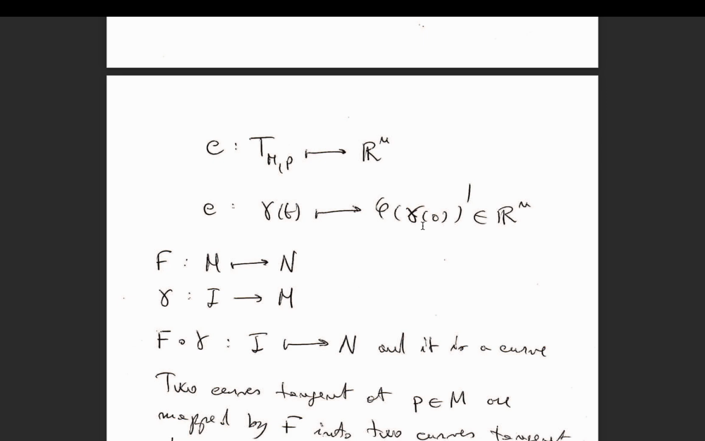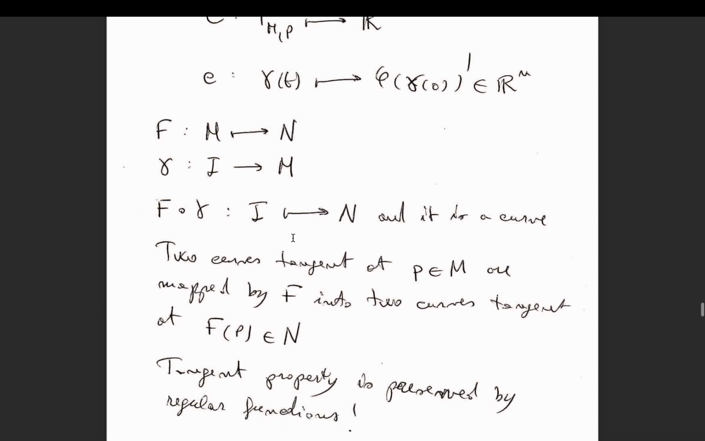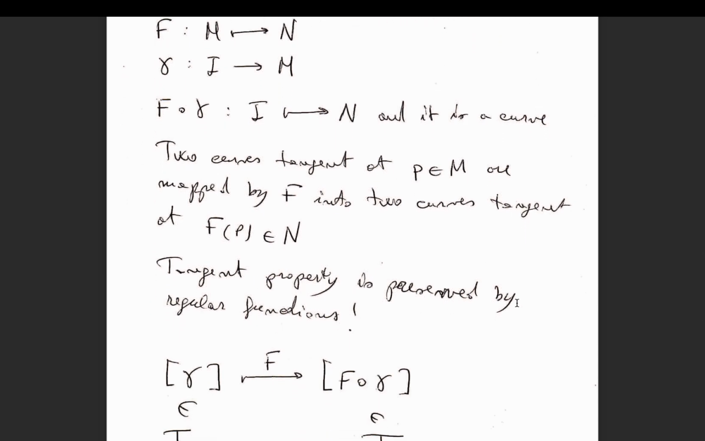Now, let F be a map between two manifolds M and N. Let gamma be a curve on M. Then F composed with gamma must be a curve over N. An important property is that if two curves are tangent at the point P over M, then these two curves are mapped into two curves tangent at the point F(P) over N. So the tangency property of curves is preserved when we map a manifold M into a manifold N via a differentiable map F.